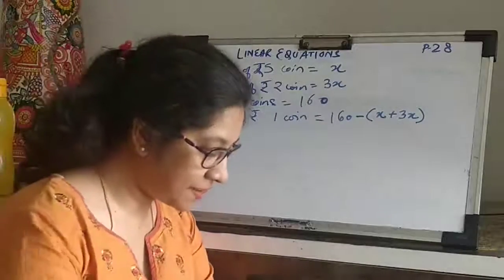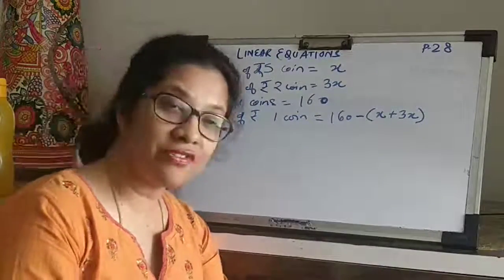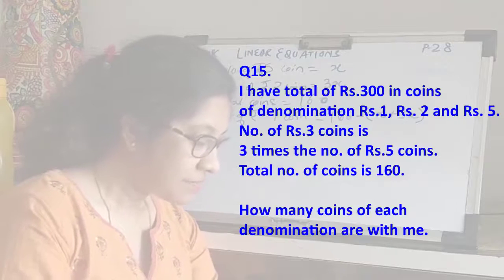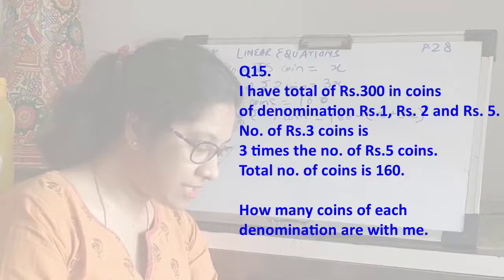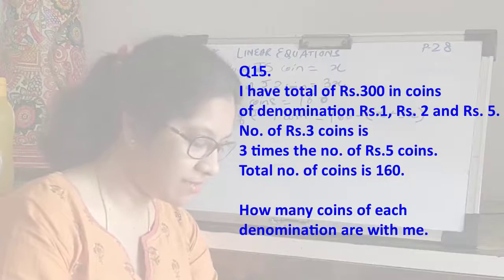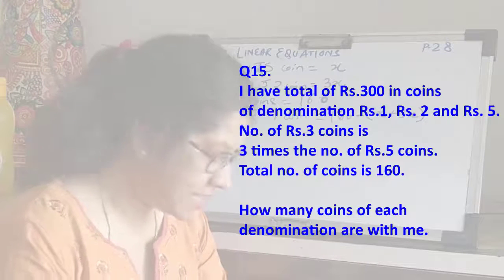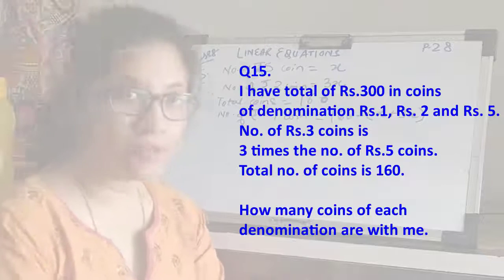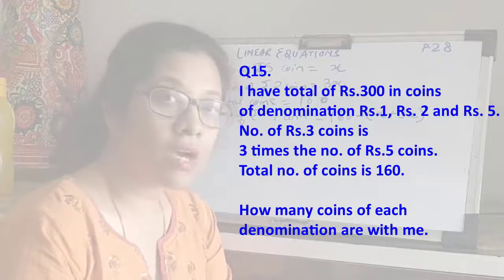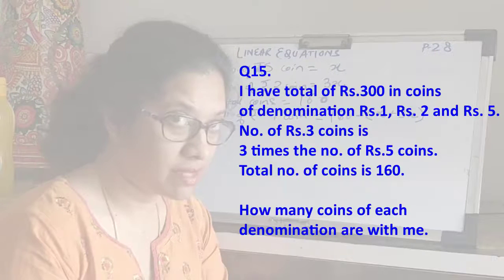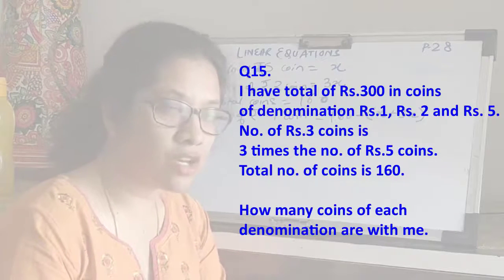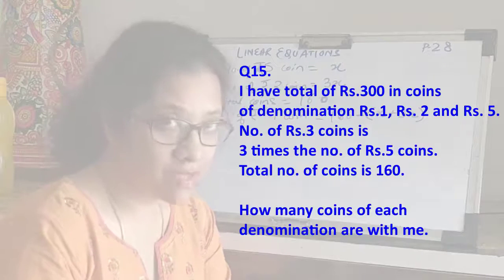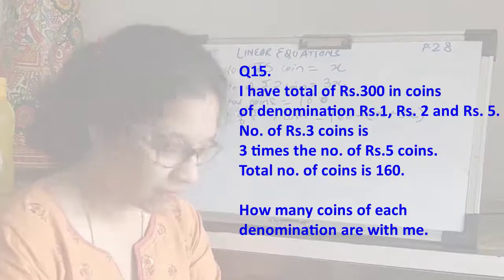Question number 15 says, I have a total of rupees 300 in coins in denominations of rupees 1, rupees 2 and rupees 5. So I have a total amount of rupees 300, in various denominations, that is rupees 1, rupees 2 and rupees 5.